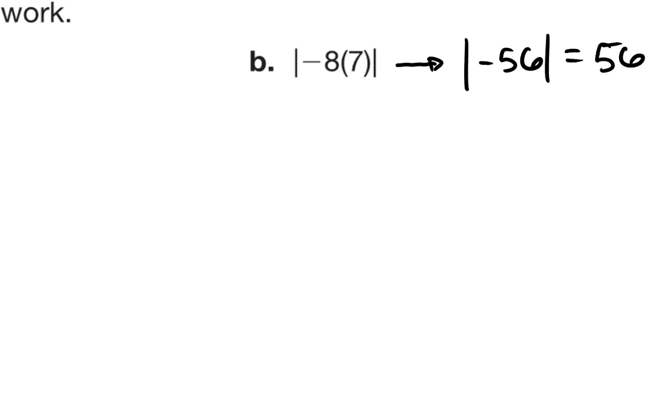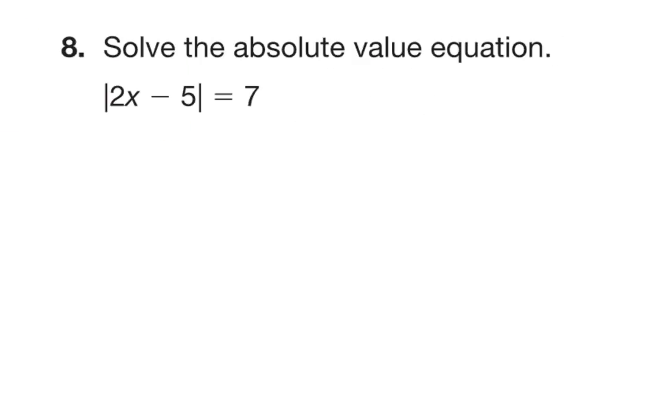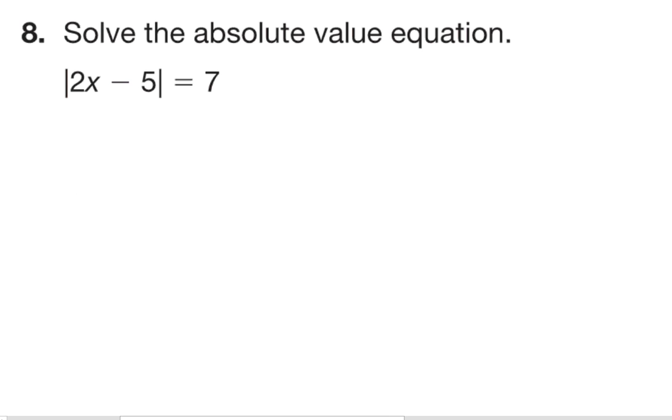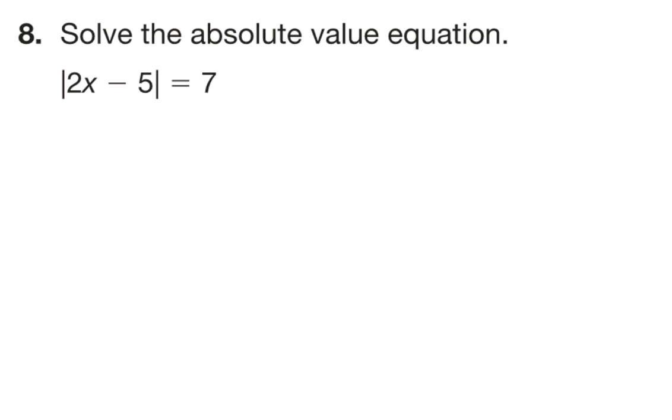And our last question then, let me move up. Oh, I've lost it. Where did that go? Get over here. There we go. That's it. Last question says, solve the absolute value equation. So in order to do this, I must consider the two cases, right? Either this is a positive 7 or this is a negative 7. It's one or the other.